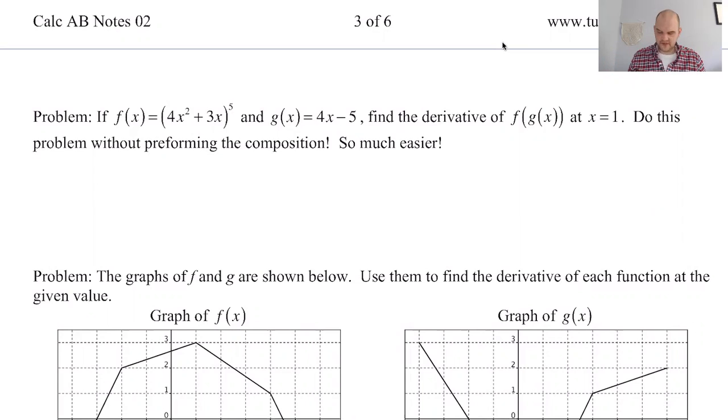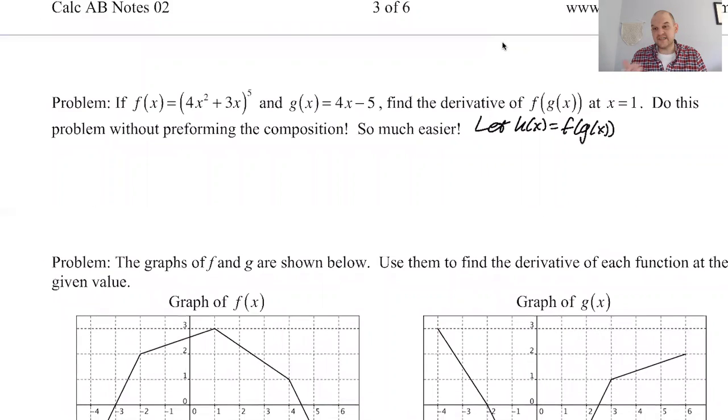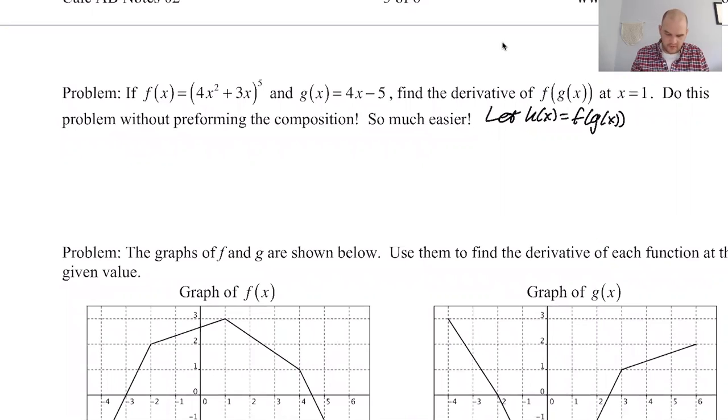So I'm going to think of this. A thing you do in calculus a lot to make your life easier is you just define a new function. I'm going to say let h of x equal f of g of x. So what I'm really finding is h prime of 1. So h prime of x, according to this, should be the derivative of f of something, which is f prime of that thing times the derivative of that thing. Okay, so what does that mean?